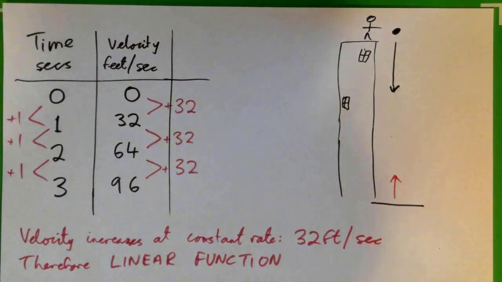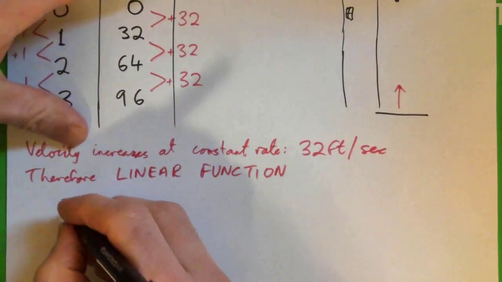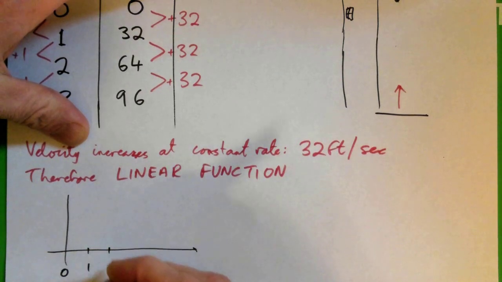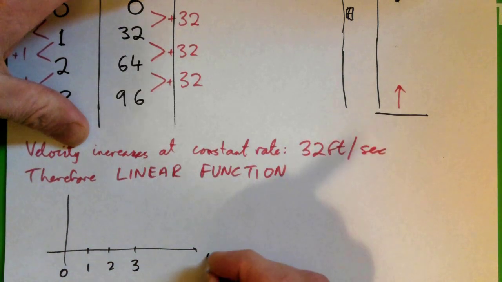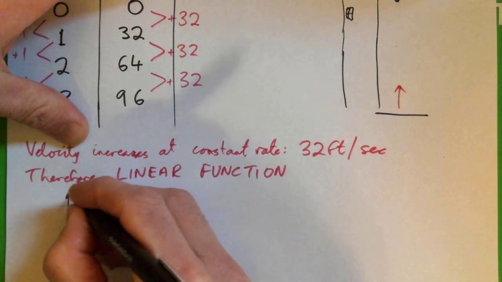And if you graph this, which you don't have to, but if you graph this, it would look like this. Okay, I'll just do it really quickly. Time 0, 1, 2, 3. This is time. And then velocity.